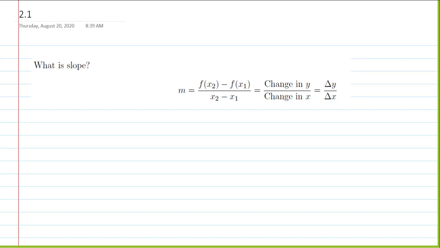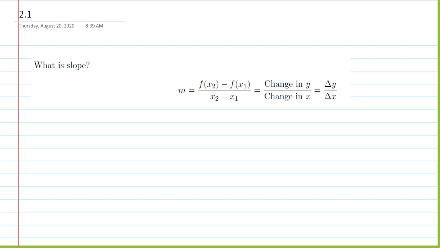All right, so the question we want to start with in Chapter 2, Section 1 is, what is slope? So from college algebra, we know that slope, m, is equal to f of x2 minus f of x1 all over x2 minus x1, or it is the change in y over the change in x, which is abbreviated as delta y over delta x.